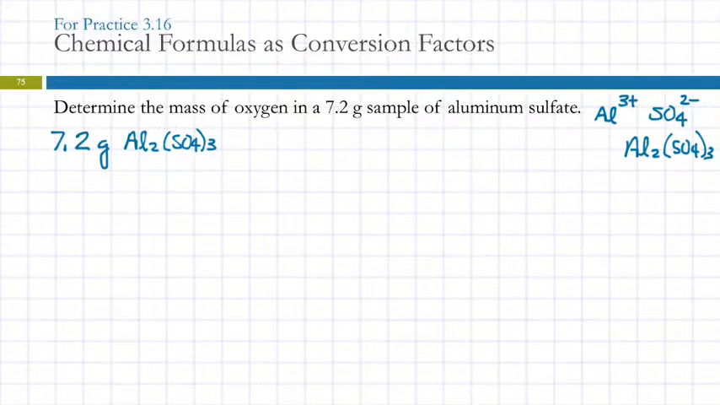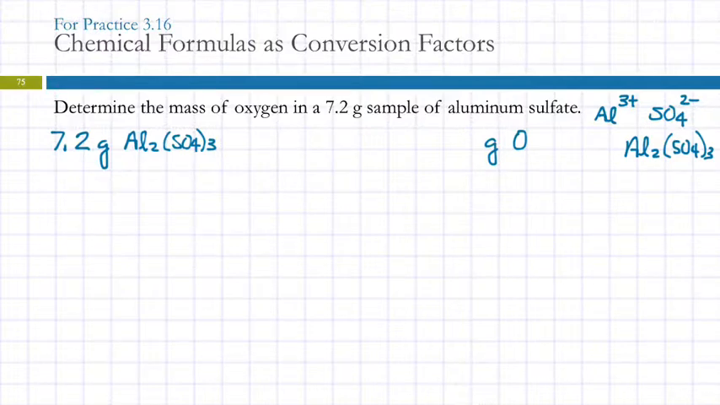What are we asked to find? Mass of oxygen. Okay, so over here, I'm trying to get to grams of oxygen. We're talking about oxygen in a compound, so we're not talking about O2, we're talking about just O. O2 applies when it's all by itself. It's not by itself here. It's with sulfur and aluminum.